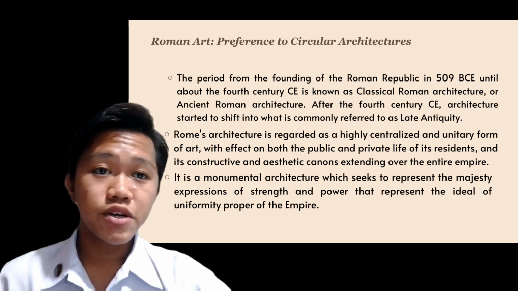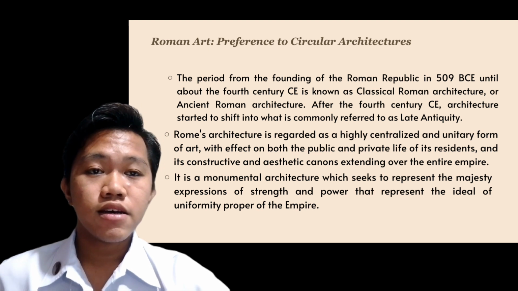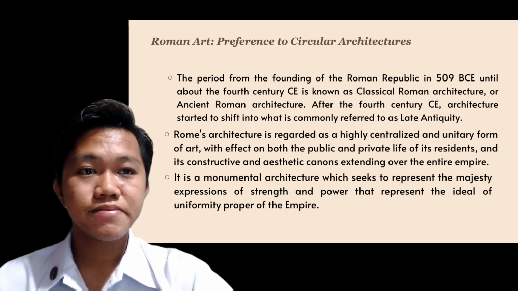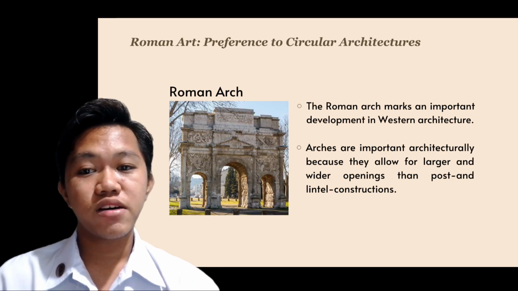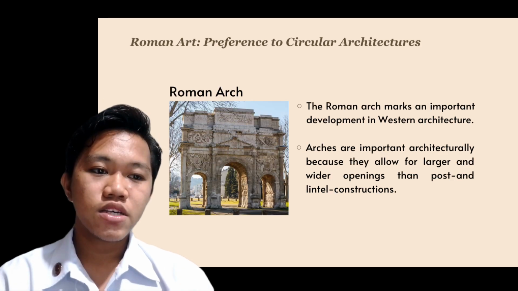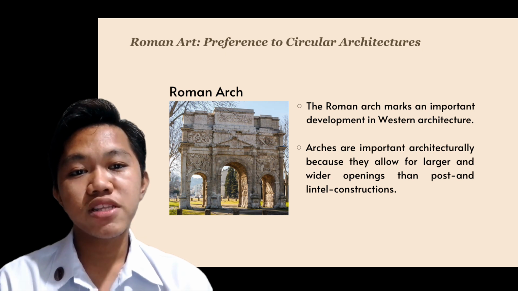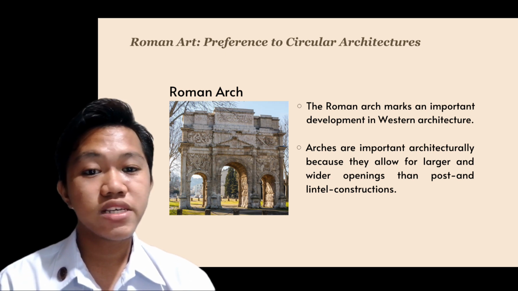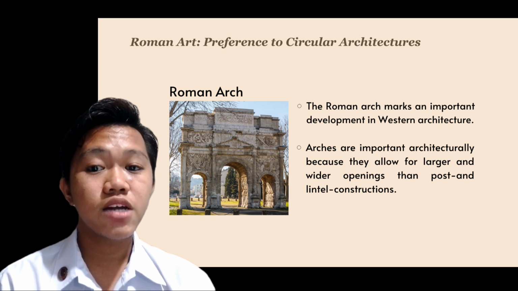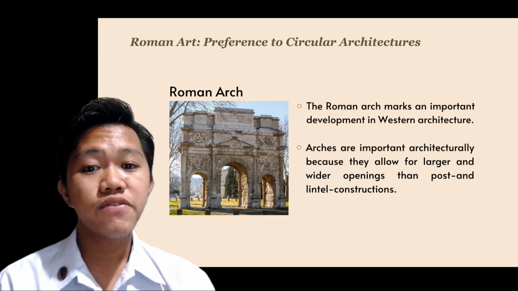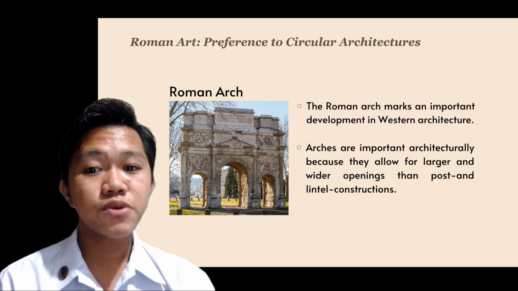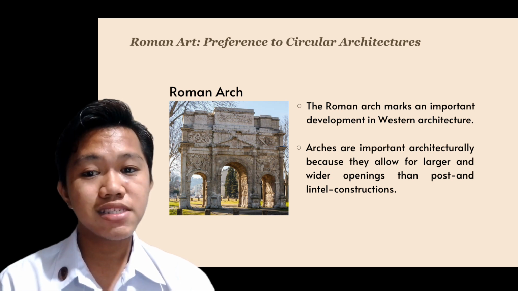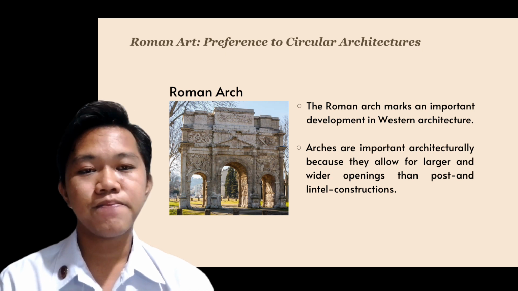In the next slides, we're going to talk about the examples of Roman architecture. First, we have the Roman arch. The Roman arch marks an important development in Western architecture. Although the arch was not invented by the Romans and was in fact borrowed from the Etruscans, it was the Roman architectural revolution that promoted arches to a mainstay in architecture.